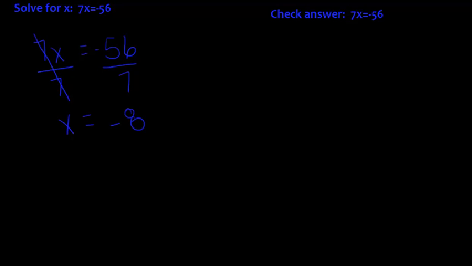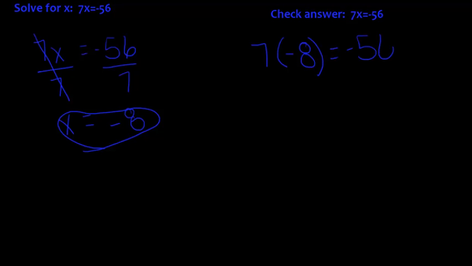Again, we want to check our answer, and remembering that we simply just plug in the value that we found for x. In this case, we found it to be negative 8. So anywhere there is an x in our equation, we plug that value back in, and then we solve. So does negative 8 times 7 equal negative 56? And the answer is yes.